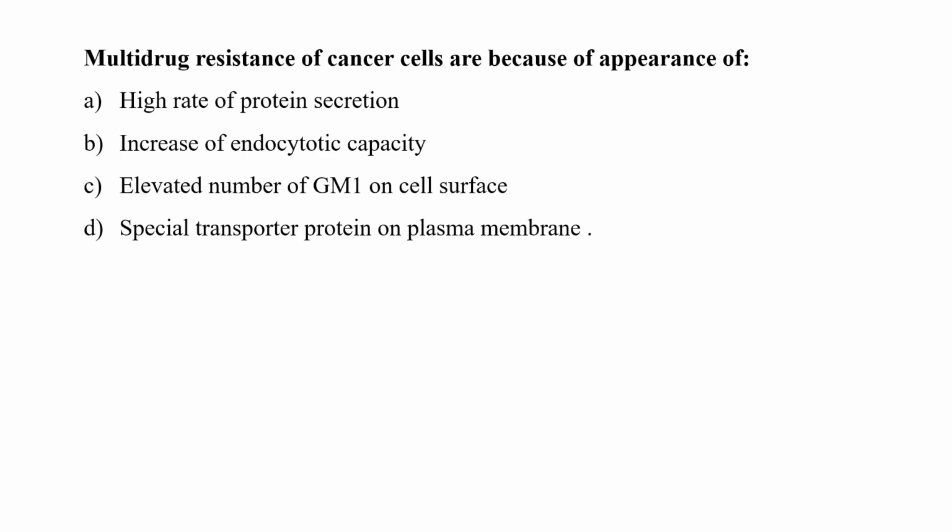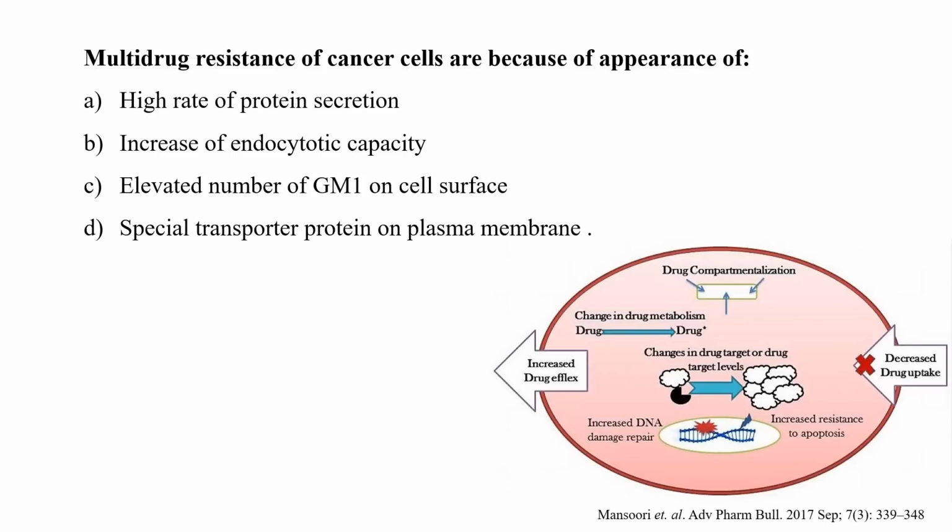Multi-drug resistance of cancer cells is because of a high rate of protein secretion, increased endocytotic capacity, an elevated number of GM1 on the cell surface, or a special transporter protein on the plasma membrane. Multi-drug resistance, or MDR, in cancer chemotherapy is the ability of cancer cells to survive against a wide range of anti-cancer drugs. One of the mechanisms of MDR is enhanced efflux of drugs through specialized transporters like ABC transporters, which flush the drug out of the cancer cell, leading to less absorption of the drug in these cells.